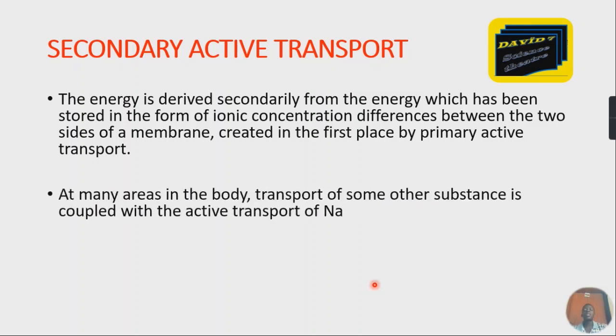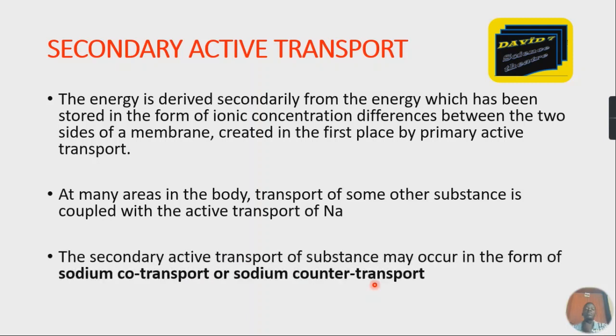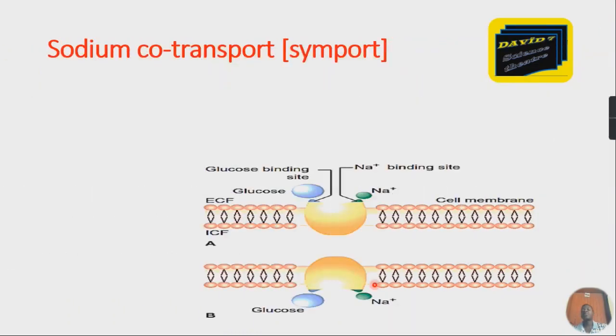And at many areas in the body, transport of some other substances is coupled with the active transport of sodium. So majorly sodium is what we find in secondary active transport. And this secondary active transport may be sodium co-transport or sodium counter-transport. All right. So sodium co-transport, in the case of a simple carrier, just as you can see in this diagram here, we are having glucose. Now we can use glucose or we can use amino acid. So the glucose and sodium both are entering into the cell.